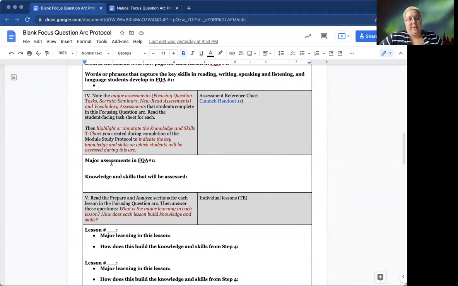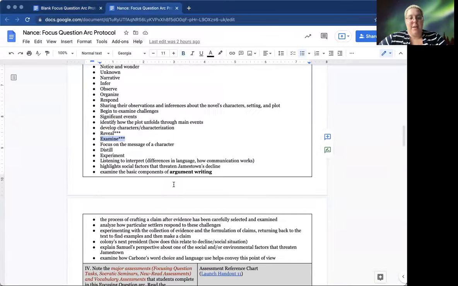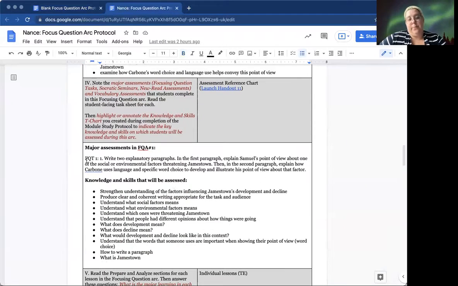Also important to do is to look at the major assessments that are going to happen in focus question ARC 1. This first part, again, is just a copy and paste. You'll see here for this person in this 6th grade module, it was just one FQT. So you'll just copy and paste that. And it is going to be beneficial for you to actually copy and paste the actual text of whatever the major assessment is, just so that you can easily refer back to it. Don't just say FQT or EOM or whatever.